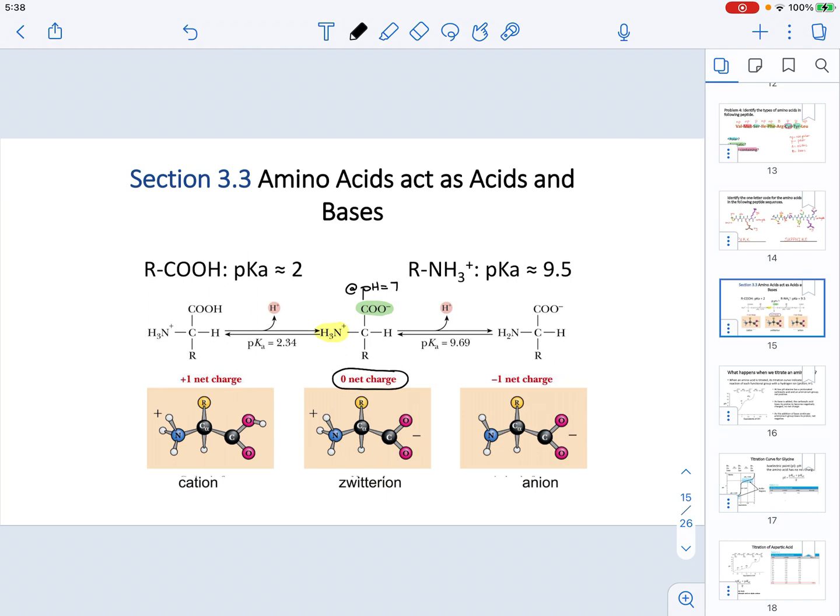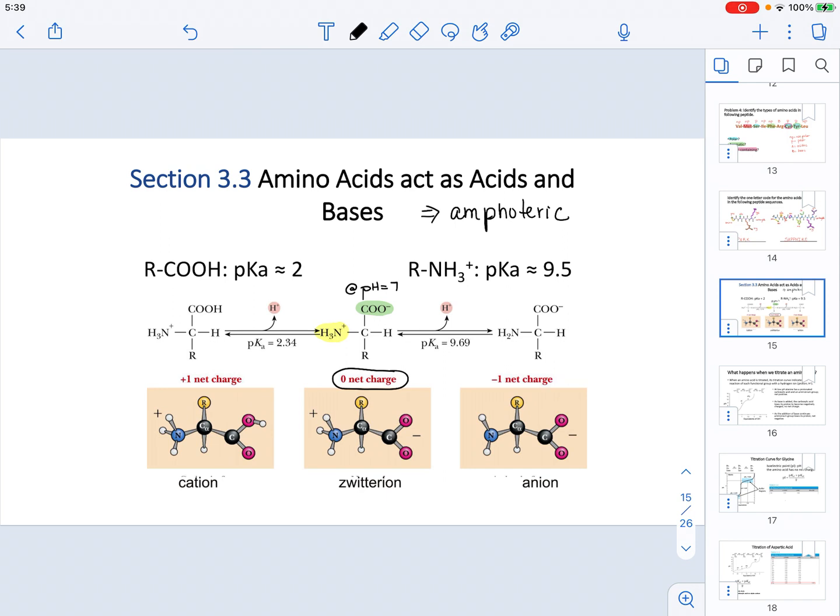Now, one of the things is to remind you, because amino acids can act as acids and bases, that means that they are, similar to what we saw in water, amphoteric. So remember, the term amphoteric refers to substances or molecules that can act as acids or bases.